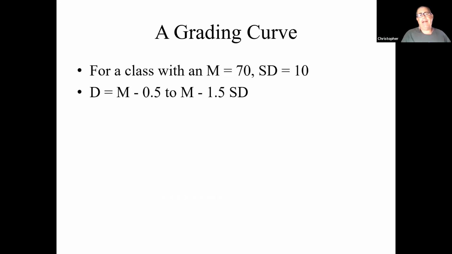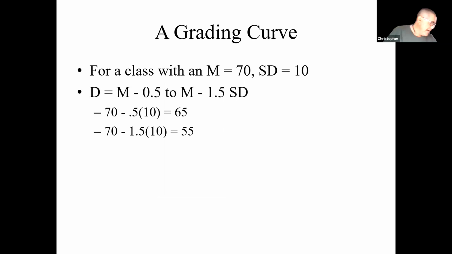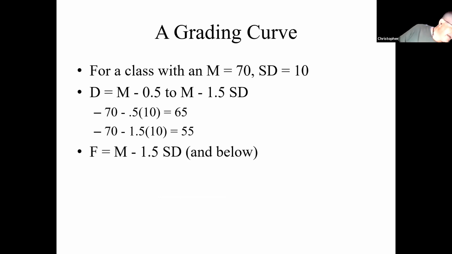And then on the bottom end, a D would be half a standard deviation below to 1.5 standard deviations below, so 55 to 65, and then an F would be 1.5 standard deviations below and more. So that would be 55 and below.